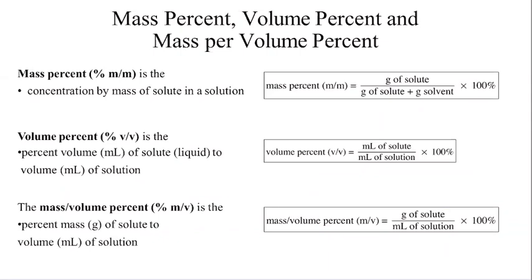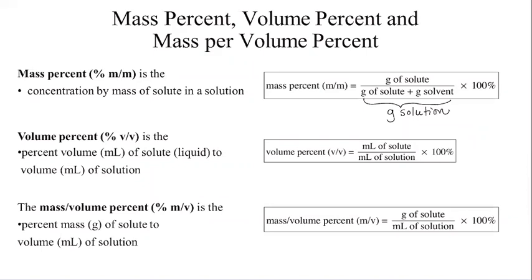When we look at mass percent, overall, what we are comparing is the grams of solute, and we are dividing it by the grams of solute plus grams of solvent. In other words, this term of grams of solute plus grams of solvent is referred to as grams of solution. And once we have those amounts, we multiply it by 100%, and that's how we get the mass percent. When we have volume percent, then what we're comparing is milliliters of solute divided by milliliters of solution times 100%.